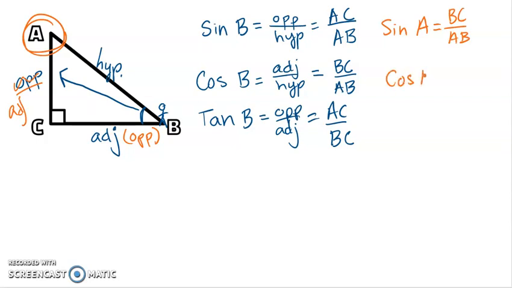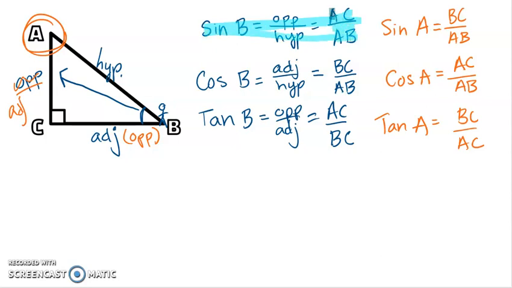And then cosine of A is going to be adjacent over hypotenuse, which is going to be AC over AB. Then tangent of A is just going to be opposite over adjacent, which this time is going to be BC over AC.